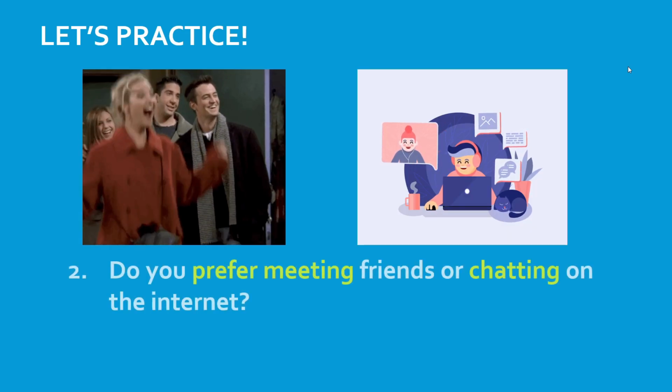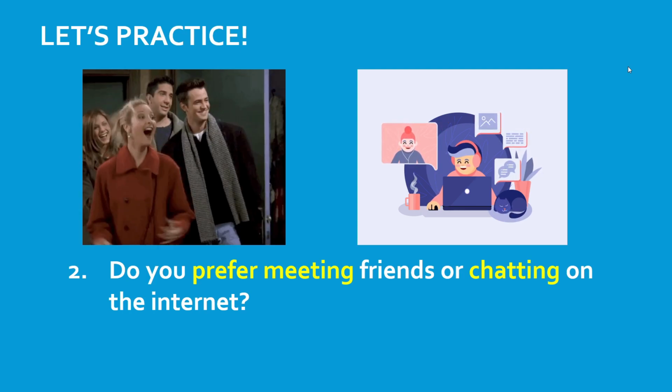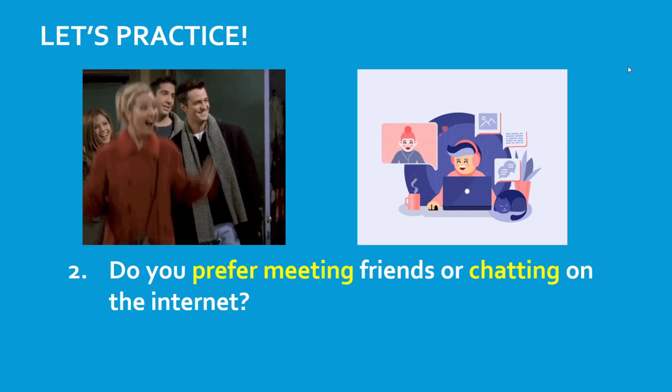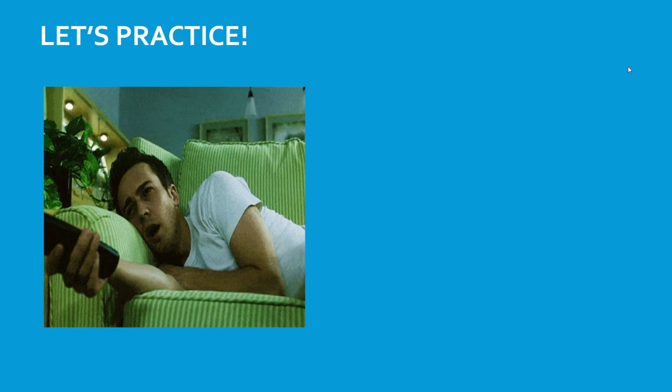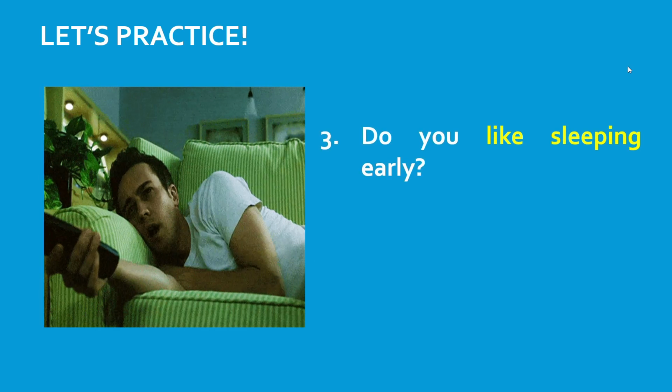Next, do you prefer meeting friends or chatting on the internet? So this question is asking you to choose one from the two options. So when you want to respond, you need to respond with an answer here. But don't forget, our focus is on the verb plus ing. So I prefer meeting friends, so that's my answer. I prefer meeting friends. So prefer is the verb, meeting is the verb plus ing. Next, do you like sleeping early? If you look at this photo, the man in the photo doesn't really like sleeping early.